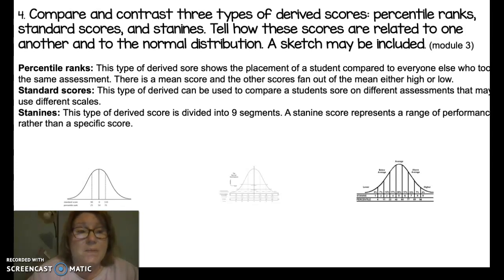Percentile ranks, this type of derived score is like a placement of a student compared to everyone else who took the test. So like you have a group of people who took a test and there's like a mean score, and this is where your student placed either higher or lower than that mean score.